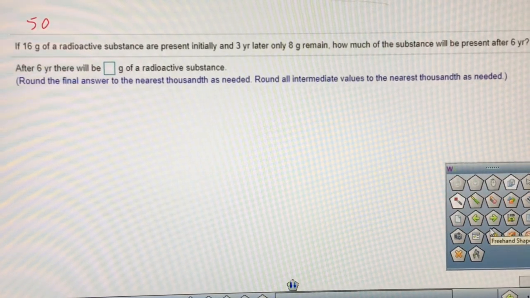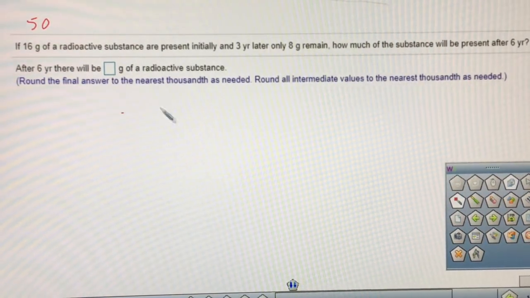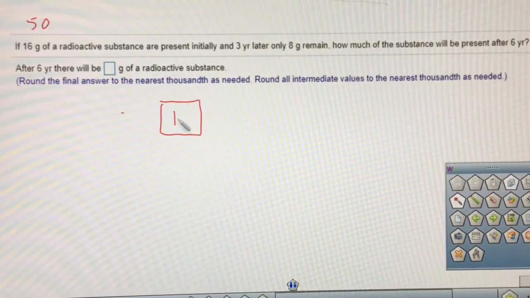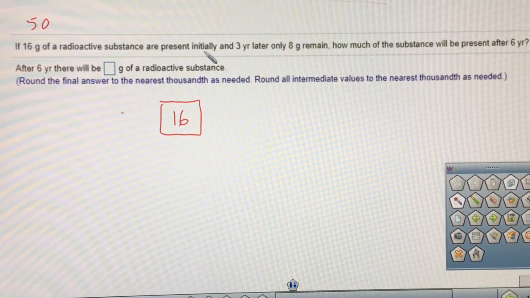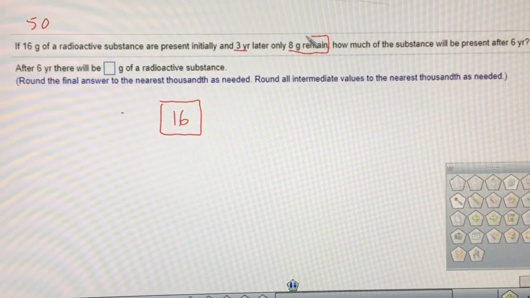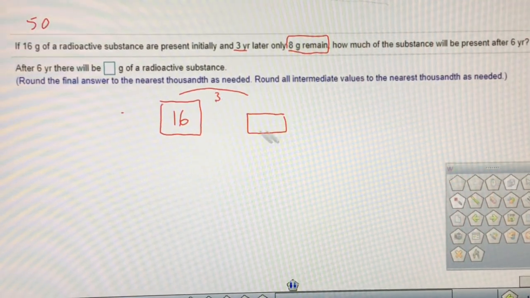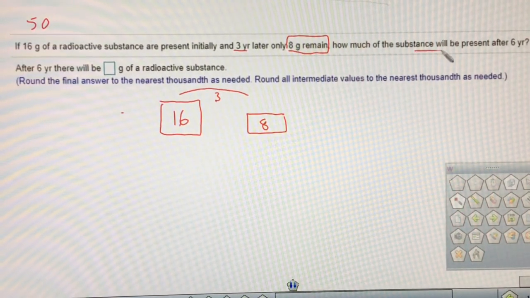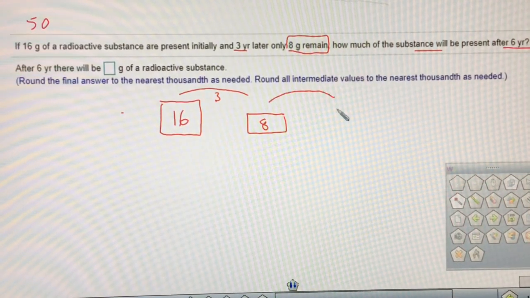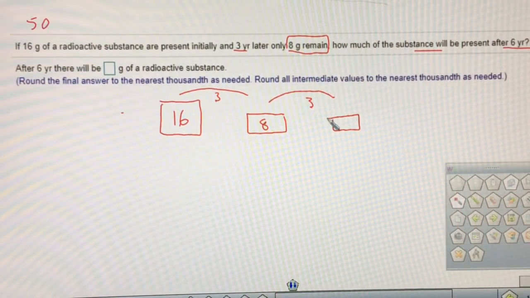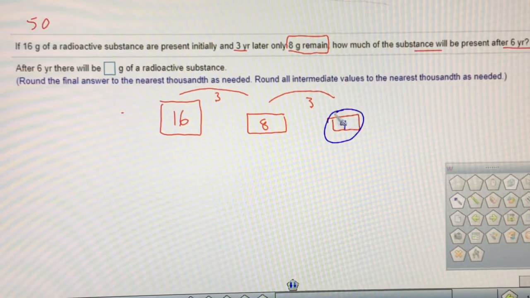Number 50. So I have 16 grams of radioactive substance. So I have a chunk of substance over here, and it's equal to 16. And then 3 years later, well, half of it goes away. So from here to here, 3 years, I now only have 8 grams of it. And that time span was 3 years. Now, how much of the substance will be left? 6 years. So that means I go another 3 years. So that means 4 grams will be left. And they want you to type that one in.